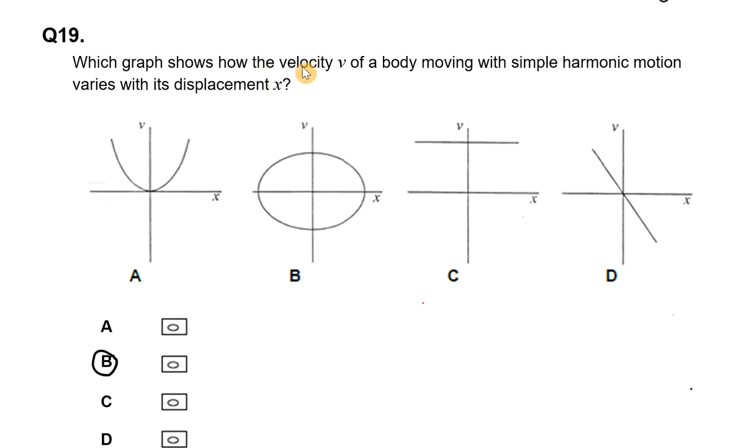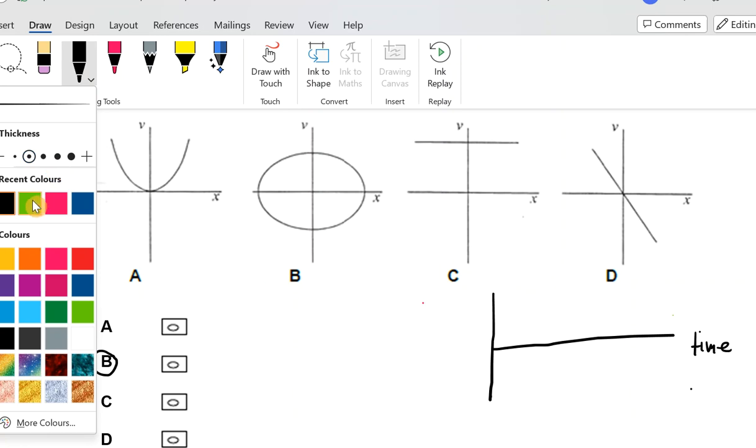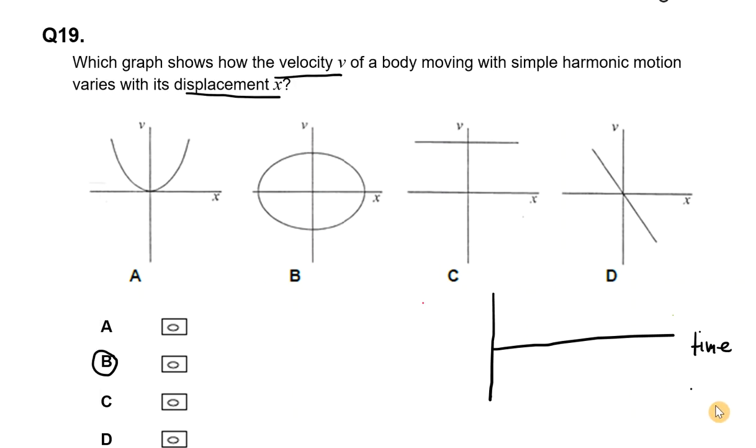So which graph shows how the velocity of a body moving with simple harmonic motion varies with its displacement x? So let's draw a graph to show how displacement and velocity vary with time when simple harmonic motion is taking place. So we'll do the displacement in green, and the displacement over time will look like that, a nice sine curve.